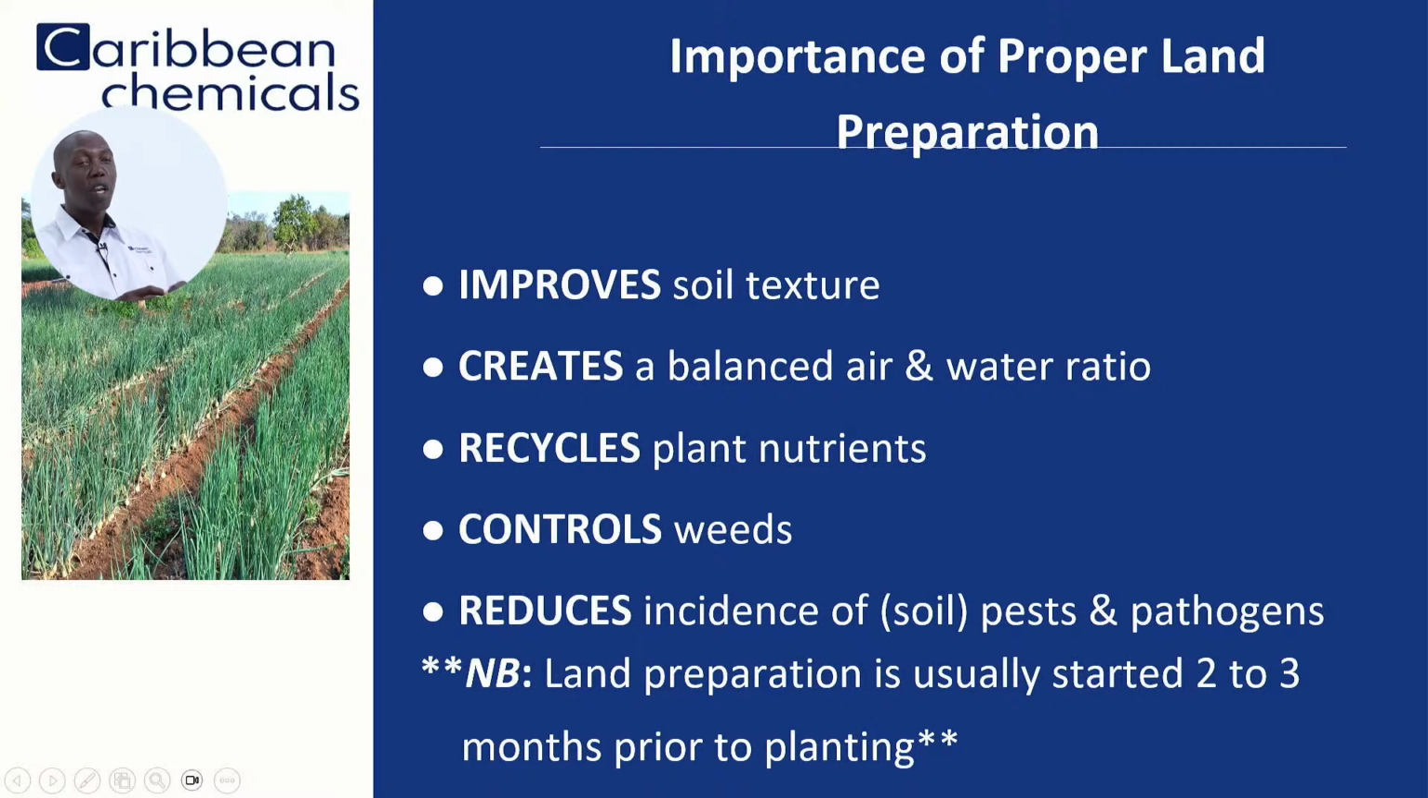The idea with the land prep, of course, is to improve the soil texture and structure while at the same time recycling your nutrients, controlling your weeds, and at the same time, any incidents of pests and diseases and so on, you want to reduce at least 1 month before planting. Generally, why do we stress this? Why is it important to do so?